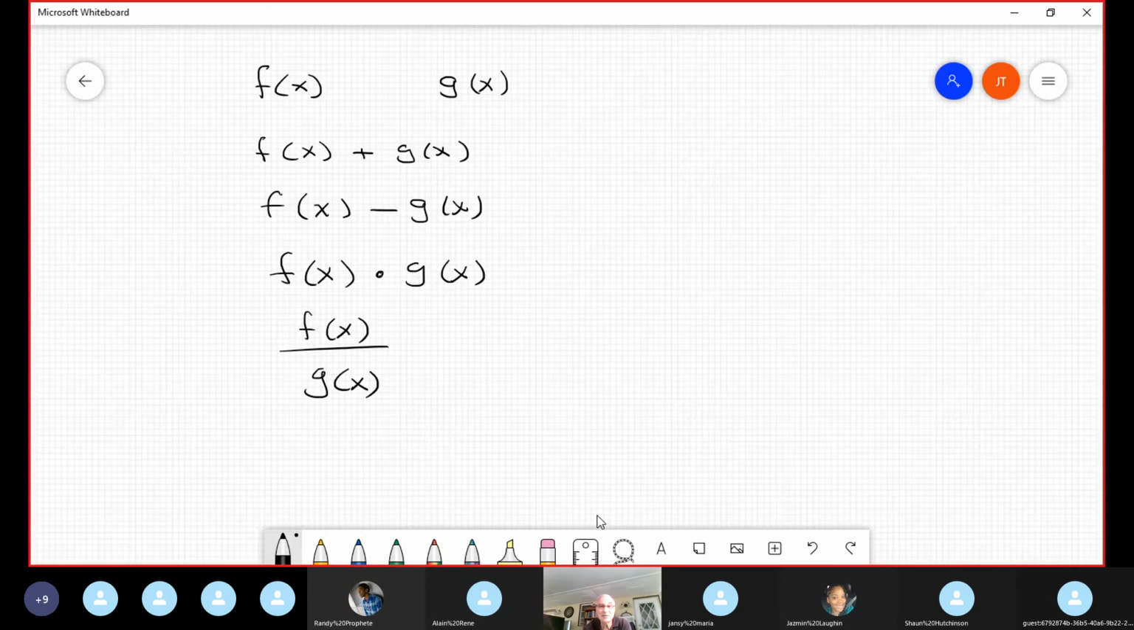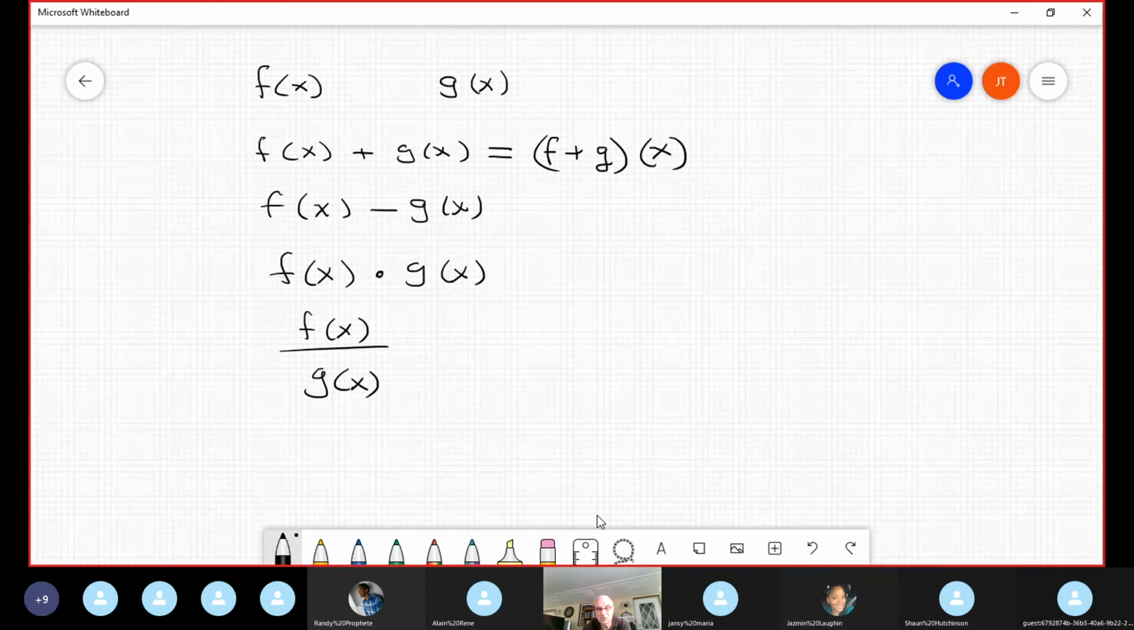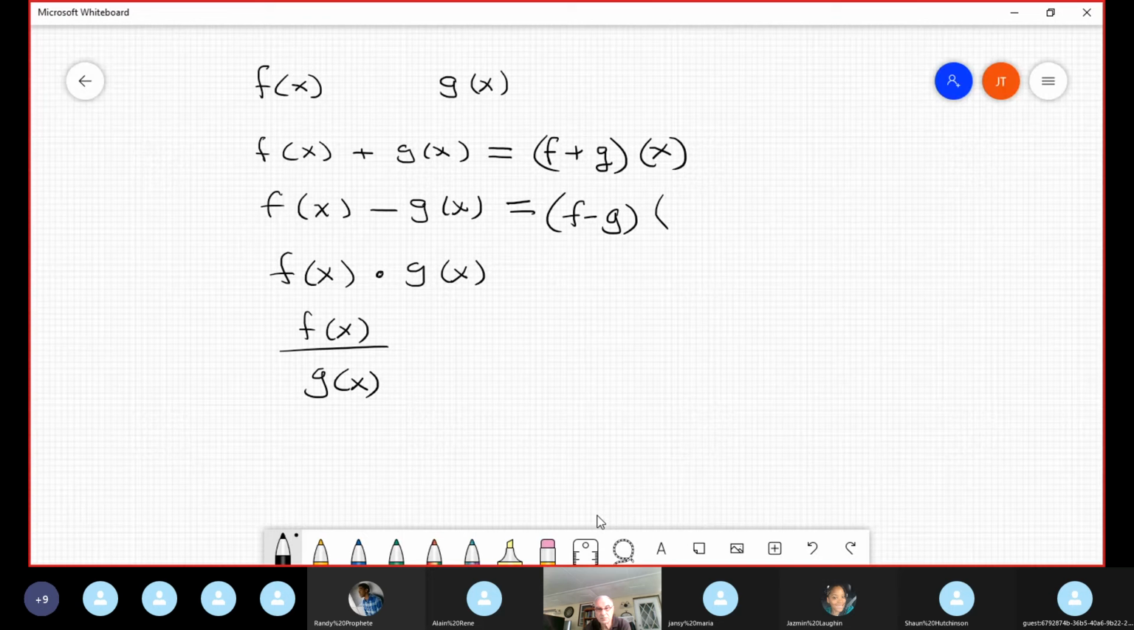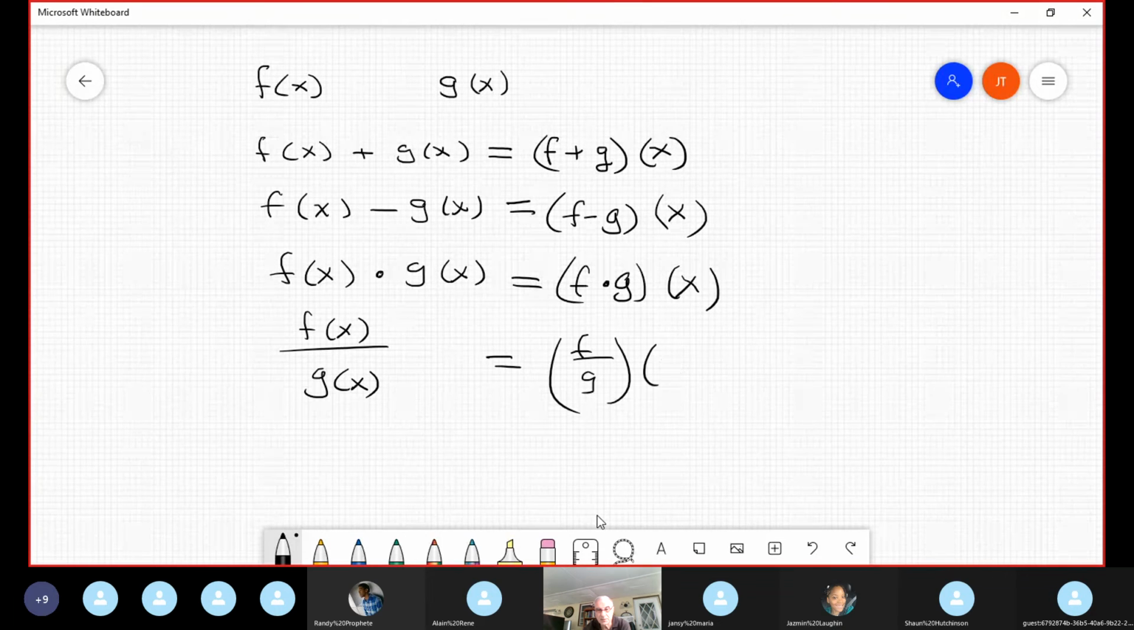The symbolic way to indicate this idea is f plus g. This is one symbolic, totally symbolic. This is subtraction. This is multiplication. And this is division. Division is f divided by g of x. Okay, in this case, okay.